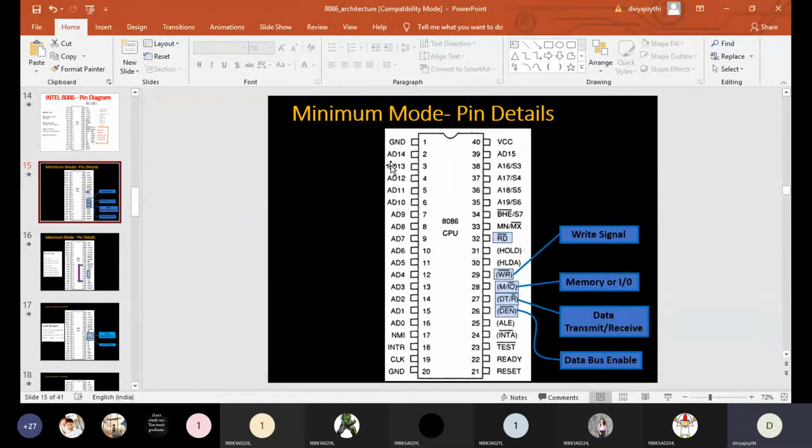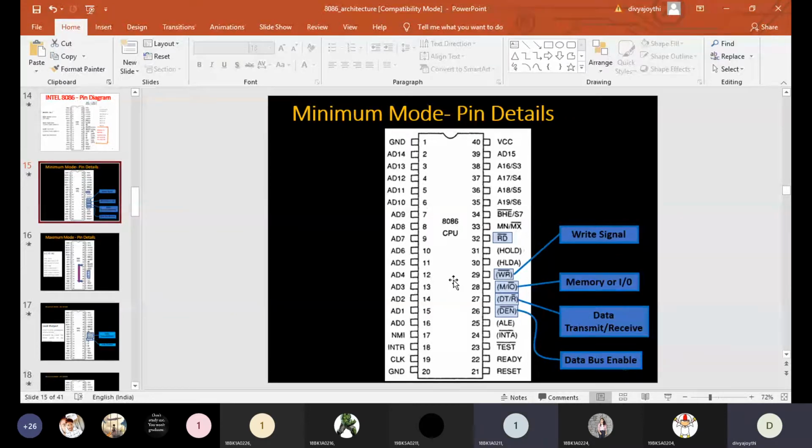Or simply you can remember that if pin number 25 is equal to 1 in minimum mode, then that indicates that the information available on all the multiplexed pins is related to address only. I'm repeating it once again. If pin number 25 receives 1 as an input when 8086 is in minimum mode, that indicates that all the multiplexed pins are having address related information. Guys, are you clear?